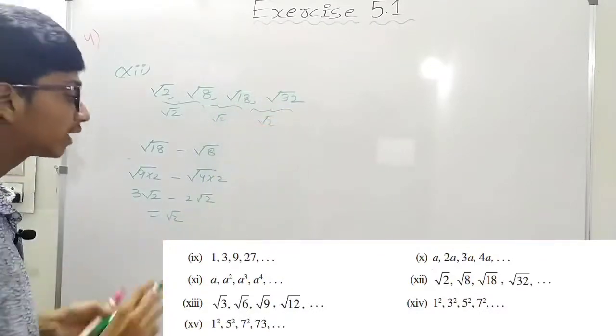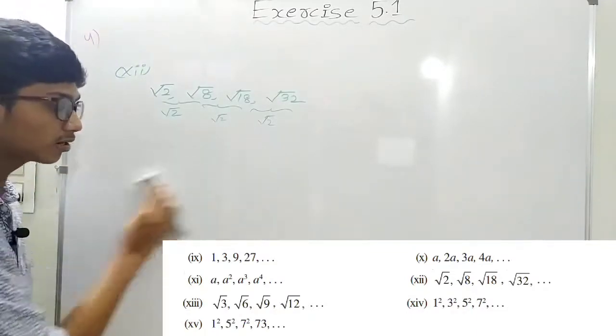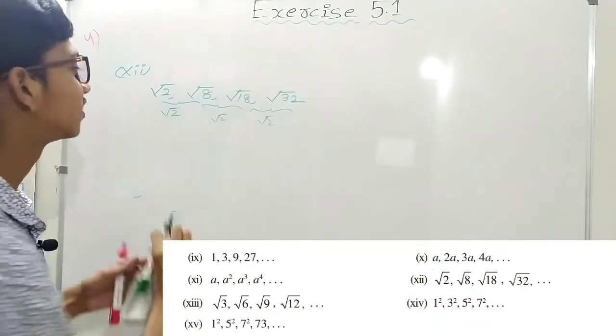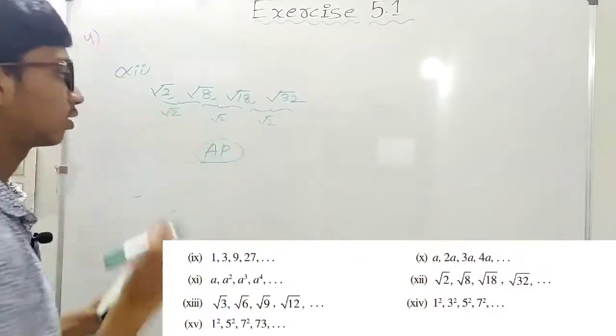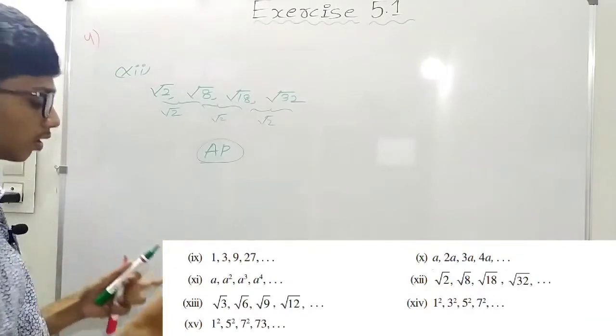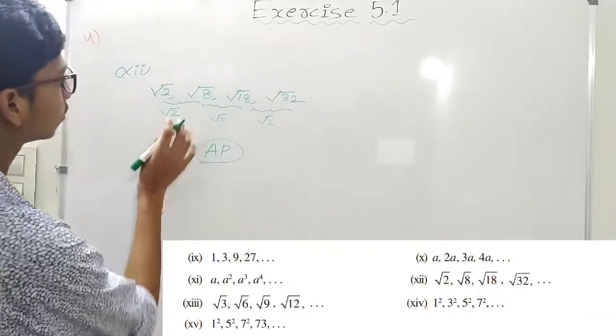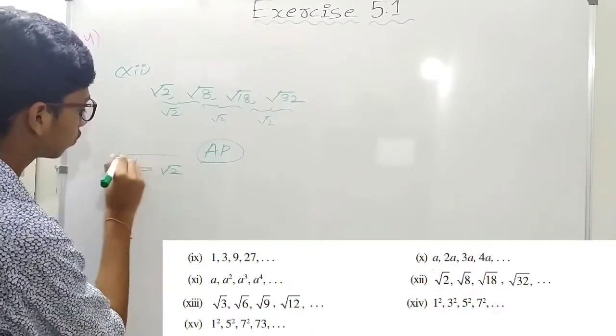So we can say that it is in... geometric progression? No, it is in arithmetic progression. What is the common difference here? Root 2. The common difference is root 2.